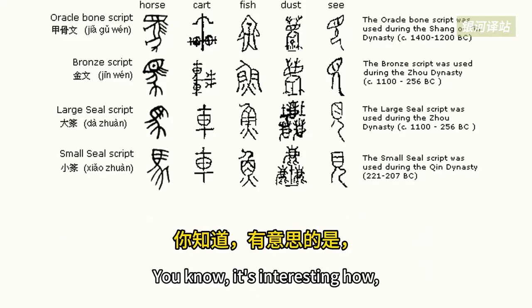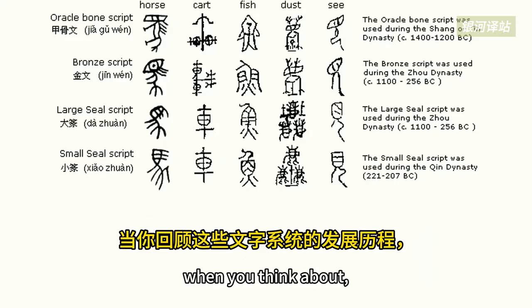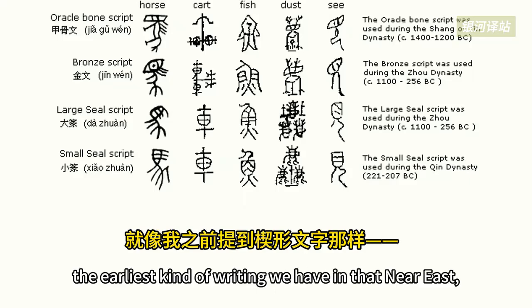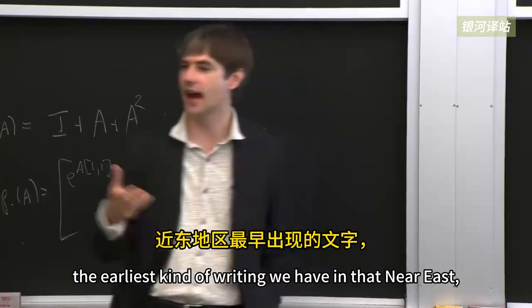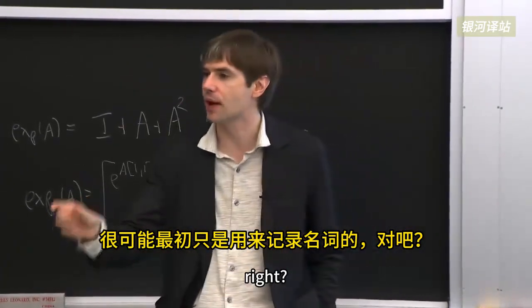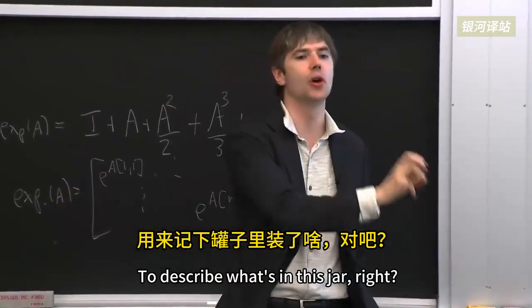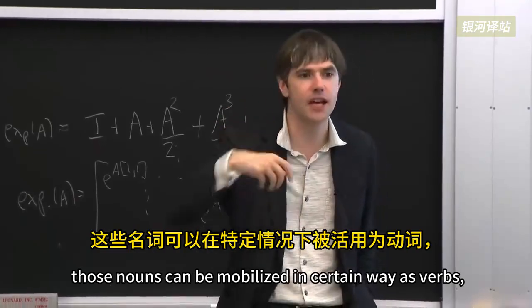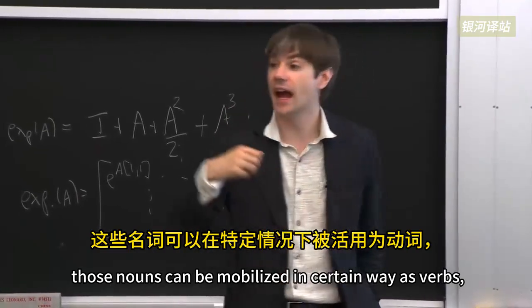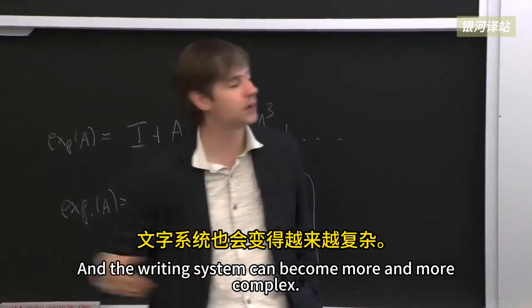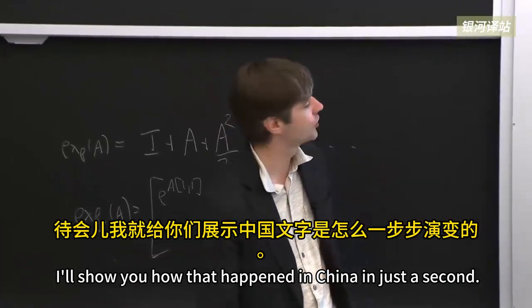It's interesting when you look at the history of those writing systems, it's like I was saying with cuneiform. The earliest kind of writing that we have in the Near East is probably words for nouns, to describe what's in this jar. And then as it goes on, those nouns can be mobilized in a certain way as verbs, and the writing system can become more and more complex. I'll show you how that happened in China in just a second.